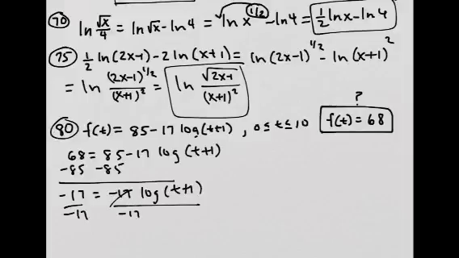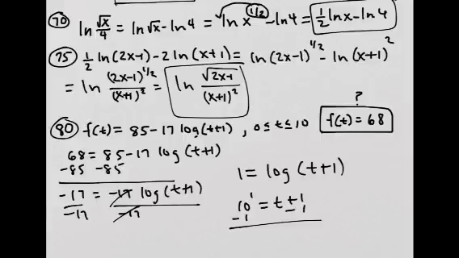Okay, so then that's going to give me 1 on the left side, so 1 equals log of t plus 1. And I know the base is 10, right? Because I didn't write anything here on the base, so it's 10. So it's 10 to the first power, because that's my exponent right here. 10 to the first power equals t plus 1. So subtract 1, and so we get 9 equals t. So it'll be 9 months for a person to get a score of 68.